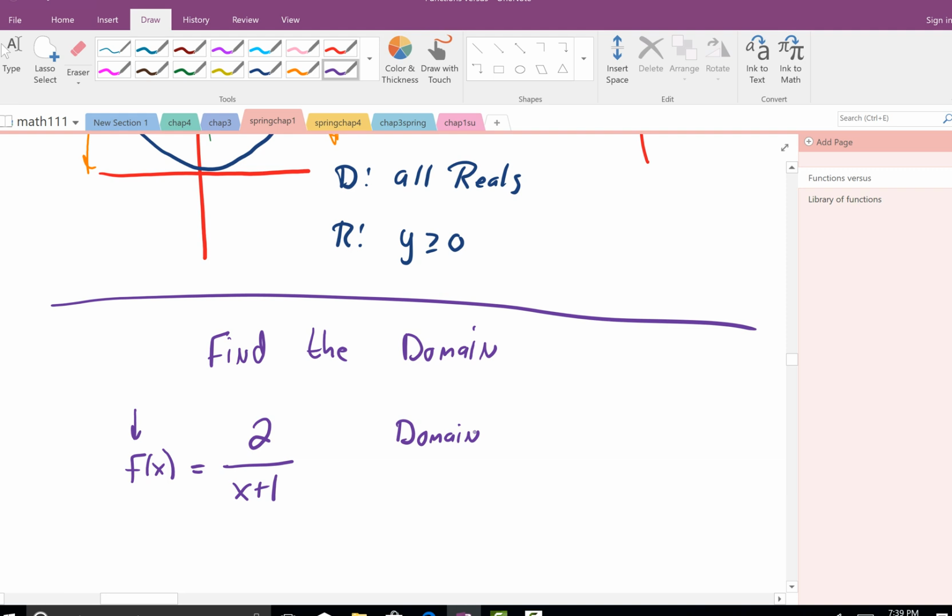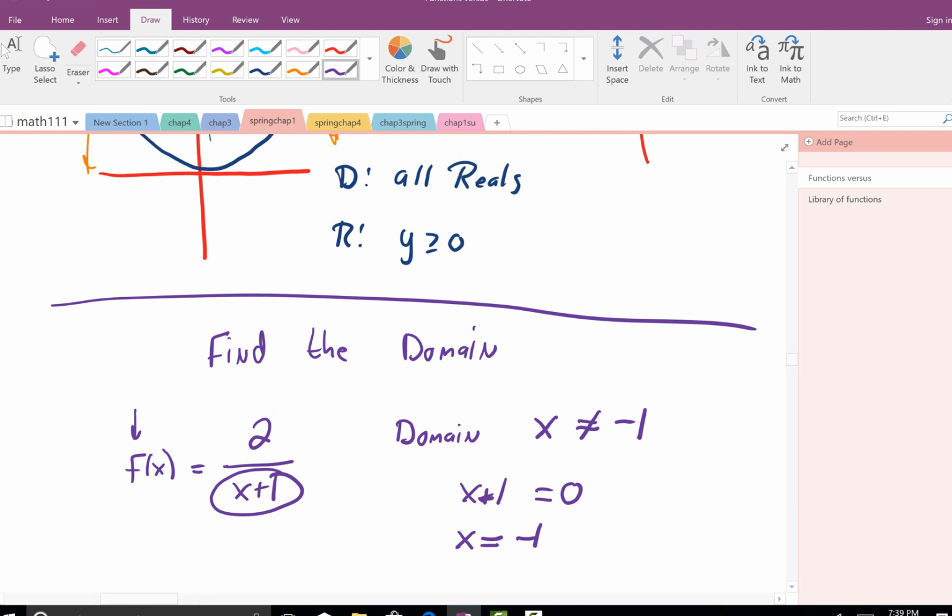0, right? You can't divide by 0. There can't be a 0 down here. 2 divided by 0 does not work. So, you could just look at this and say, well, here's what I'm going to do. I'm going to say x plus 1 is equal to 0. When is that going to happen? What does x have to be to make that a 0? So then I could just say x cannot be negative 1. All right, and be done with it.